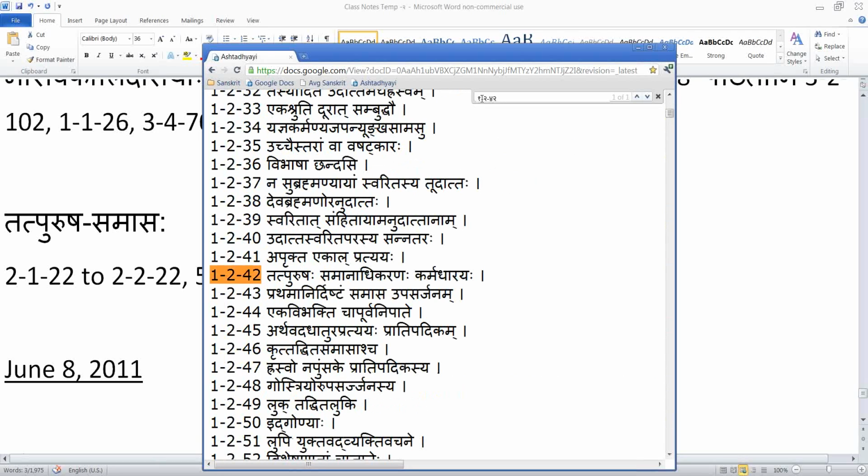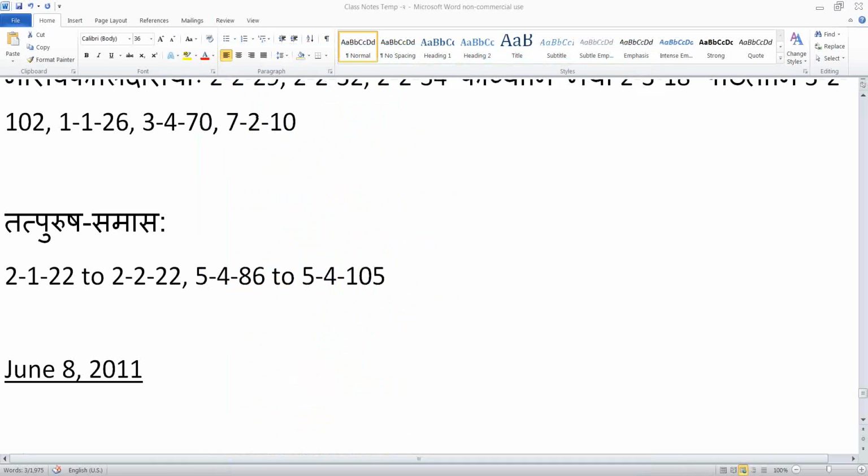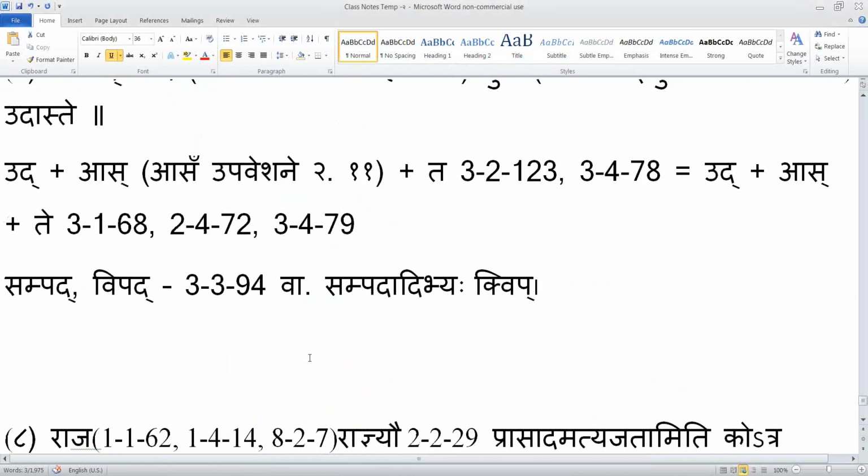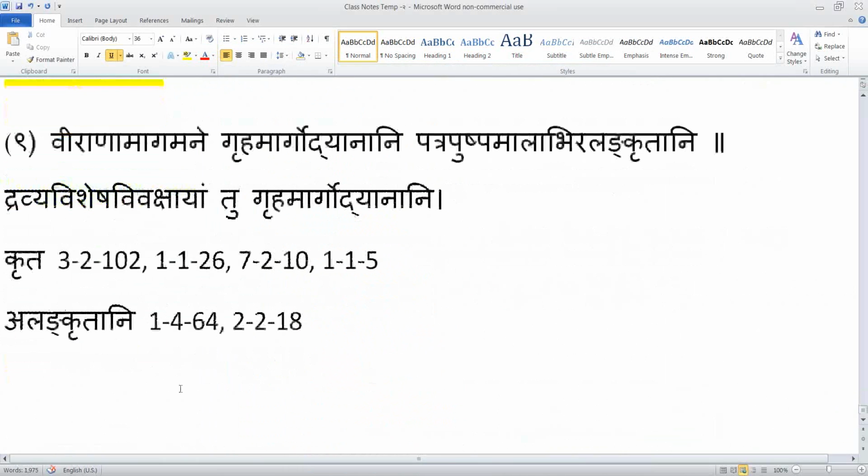They can coexist. So let's try to get our mapping down. For the next maybe two or three months, I don't know how long it will take, we're going to be dealing with Tatpurusha compounds. So please try to make a note of these sections. If you look at the entire Samasa, it's a small section. It's complicated because it's not black and white, but the number of rules is very small. So 2.1.22 up to 2.2.22 is what we have to work with for Tatpurusha compound.